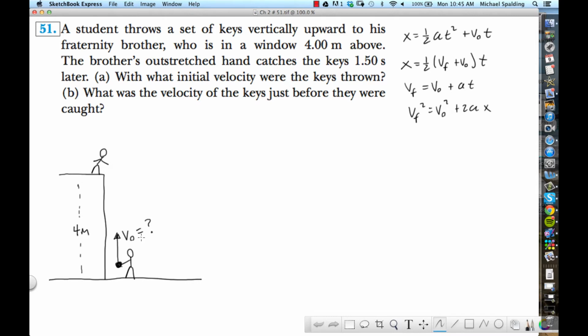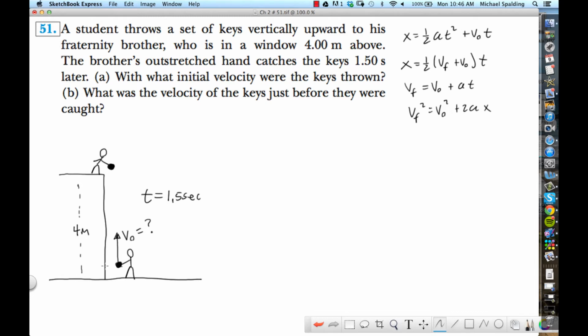Okay? And we don't know what the initial velocity is. In fact, that's what the first question is. What was the initial velocity? We don't know the initial velocity, but we are given the time. So the time of travel for the set of keys is 1.5 seconds. And we're told that the keys end up in this dude's hand. Final. So this dot is the final point. This dot is the initial point.